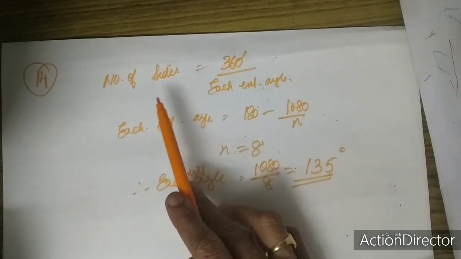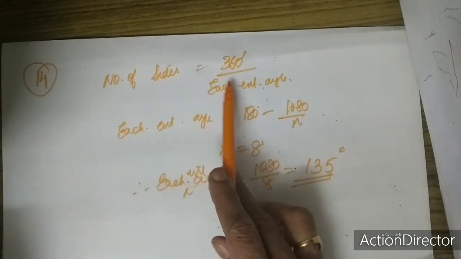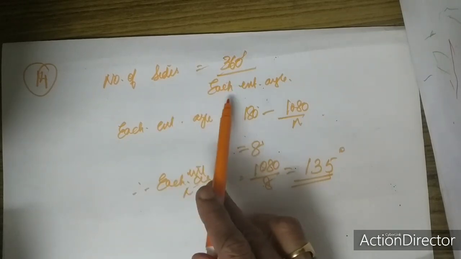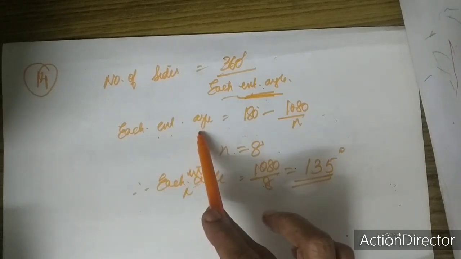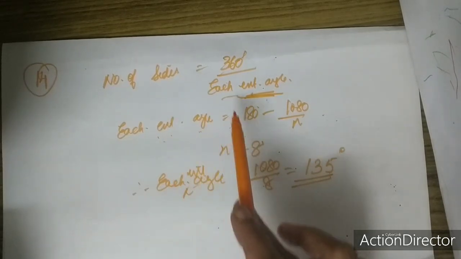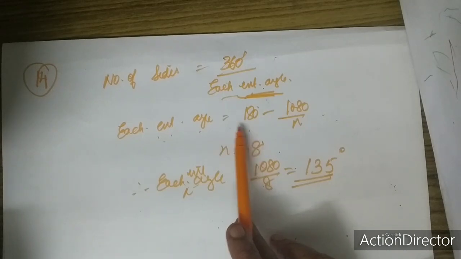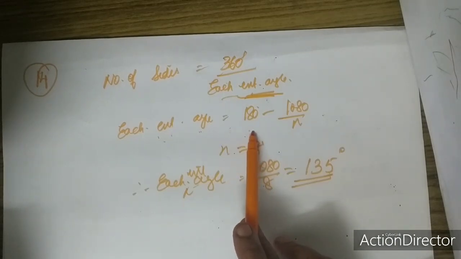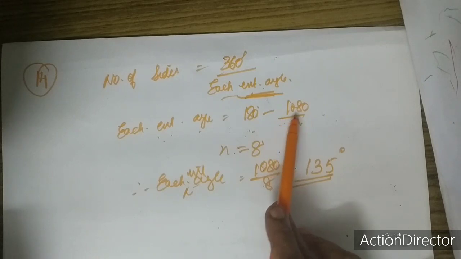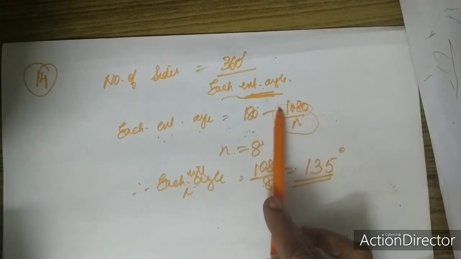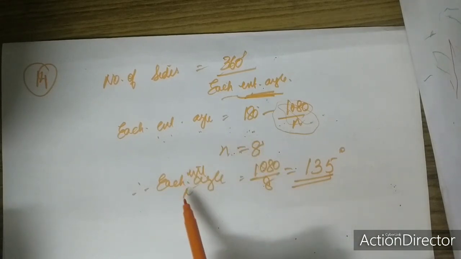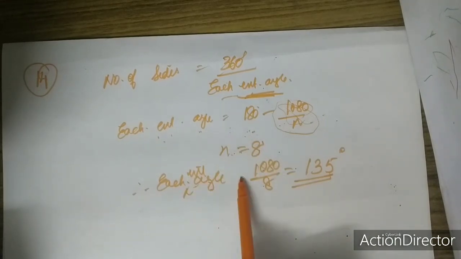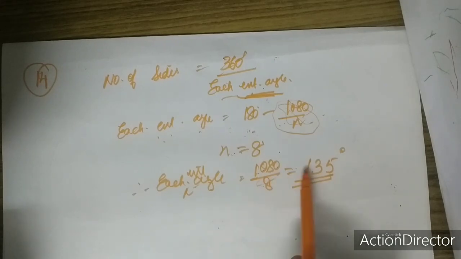We are asked to find the number of sides. So sides always have the formula 360 degrees upon each exterior angle. So first you have to find each exterior angle. In order to find each exterior angle, I will be subtracting from 180, because you know interior plus exterior is equal to 180. So 180 minus 180 degrees upon n will give you the interior angle, and n is equal to 8. Now I can find each interior angle by 1080 upon 8, which is equal to 135 degrees.